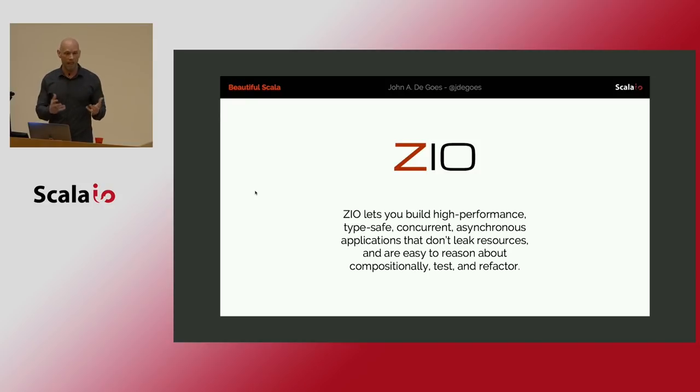can use software like ZIO. It doesn't have to be ZIO. There's lots of good libraries out there in the Scala ecosystem that really use the power of functional programming to help solve business problems. It could be any library like that. I'm going to show you how you can use libraries like ZIO to write really beautiful Scala that solves the business problems you have at work.